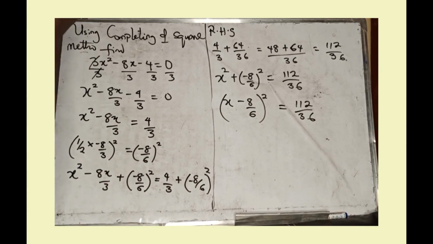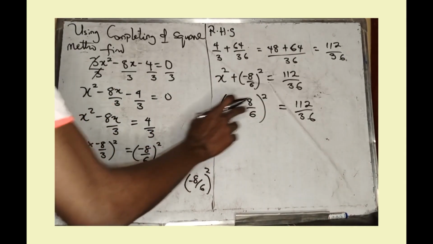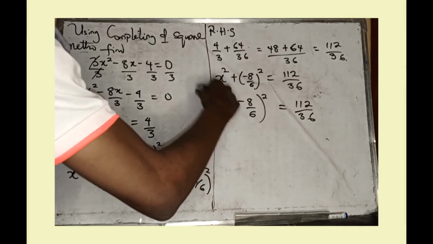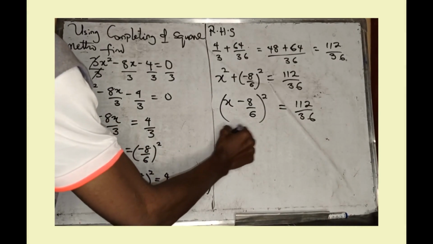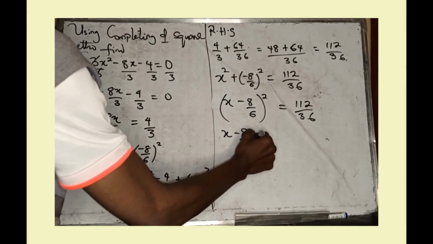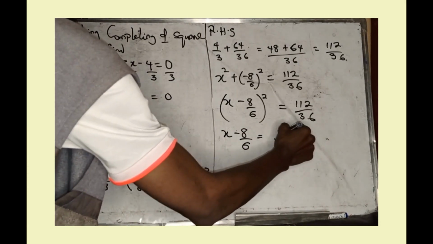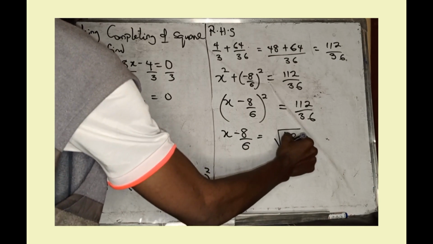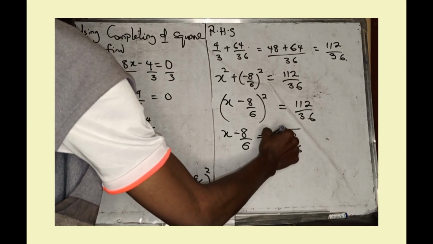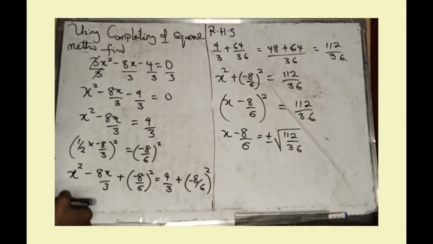Alright guys, now let's move on. Next is to take the square root of both sides. Okay, now by taking the square root of both sides, I have (x minus 8) over 6 is equal to the square root of 112 over 36. So definitely you are putting plus or minus here as required.